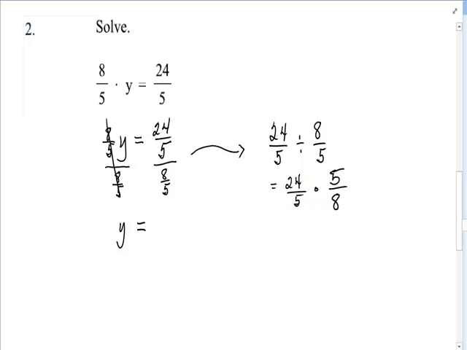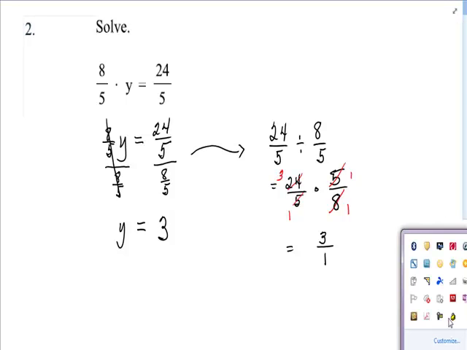Keep, change, flip. Can I do some reducing on my diagonals? In other words, can I bow tie? Yes. 5 goes into itself once. 5 goes into itself once. 8 goes into itself once. 8 goes into 24 3 times. 3 times 1 is 3, and 1 times 1 is 1. That gives me the whole number 3. So I'm putting my division over here to the side because I cannot divide fractions in my head.